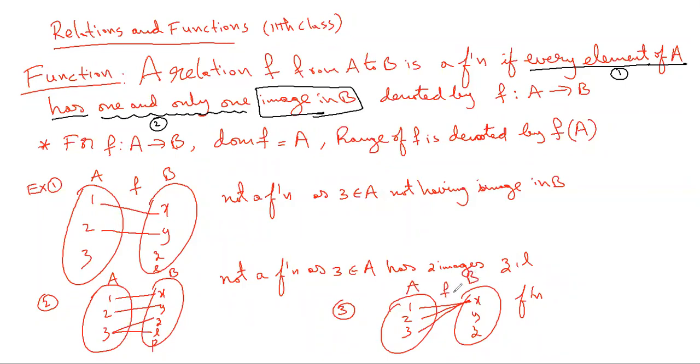So this third example, it's a function, because if you hide the second set, every element has an image, the first condition is satisfied, and every element has a unique image. I mean to say, one and only one image. One has exactly one image. The image of 1 is only x. There is no other element which is an image for 1. 2 has only one image, x. 3 has only one image. 1, 2, 3 have the same image. That is not a problem for a function. So it is a function because both the conditions are satisfied.